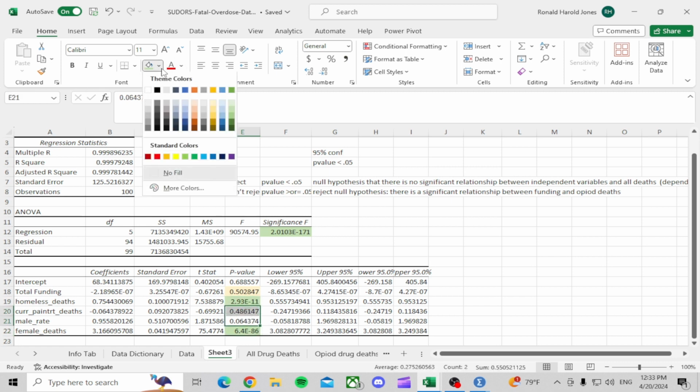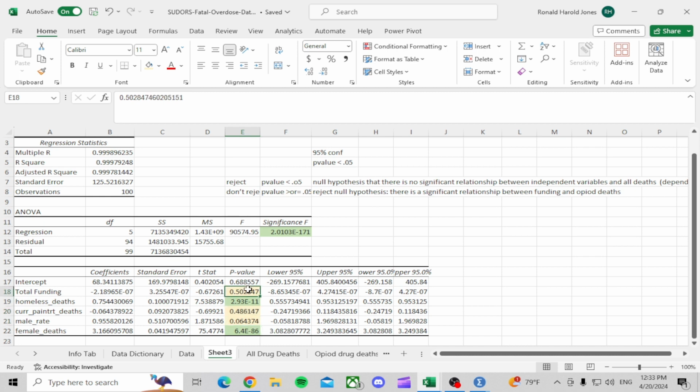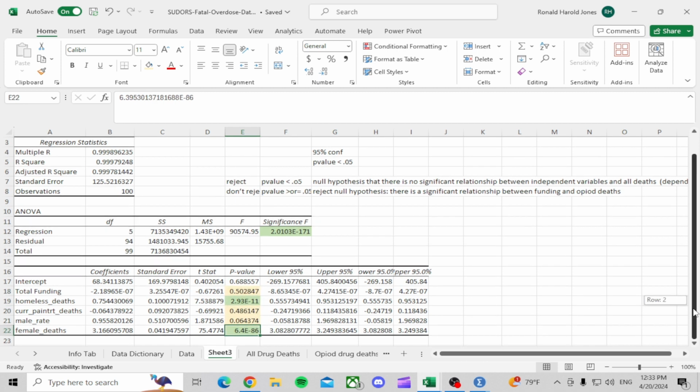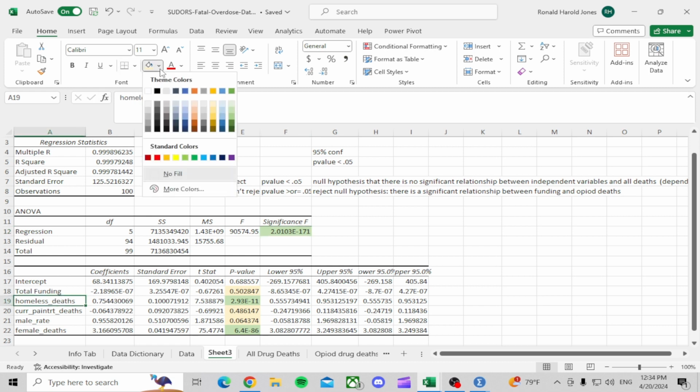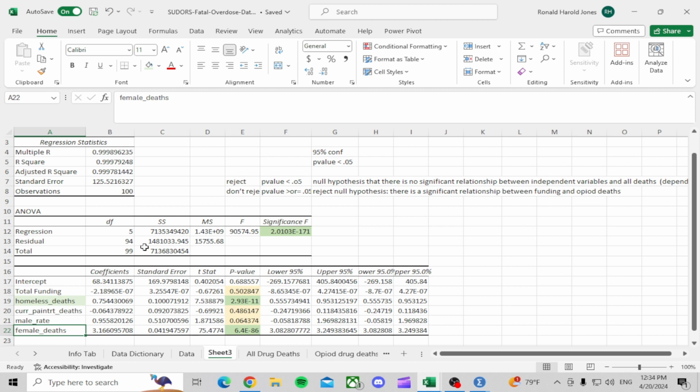These are not, but these two are. So you would reject the null hypothesis here because one or more of these are significant when it comes to influencing all deaths. And which ones are they? They're homeless and they're female deaths. That's my understanding.